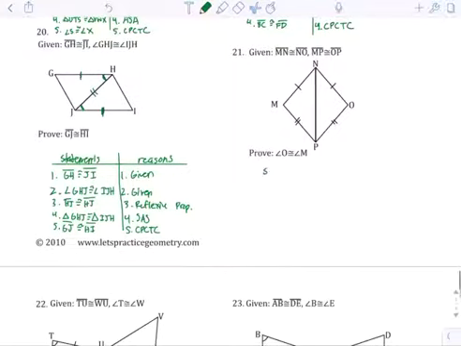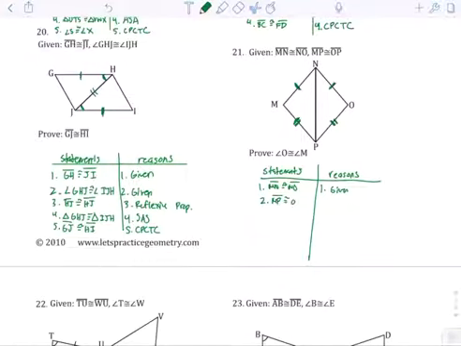Okay, 21. MN congruent to NO, and MP is congruent to OP. So let's just write that down. MN congruent to NO, given, and MP is congruent to OP.